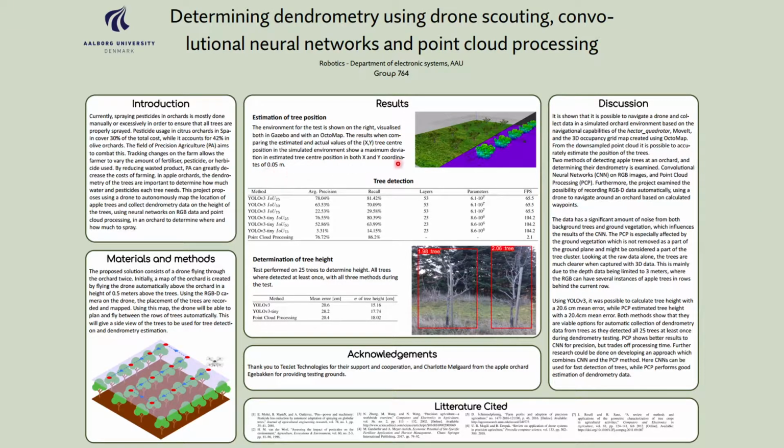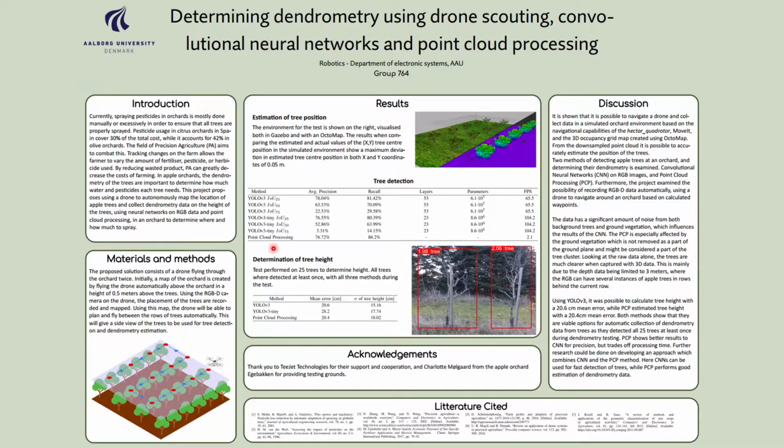The tree detection was tested with two convolutional networks, the YOLOv3 and the YOLOv3 Tiny. And it was also done with this point cloud processing method. To compare the results of these tests between the two approaches, the precision and recall were calculated. For the CNNs, the traditional calculations of precision and recall were used, but for the point cloud processing, the terms of true positives, false negatives, and false positives have been slightly adapted.